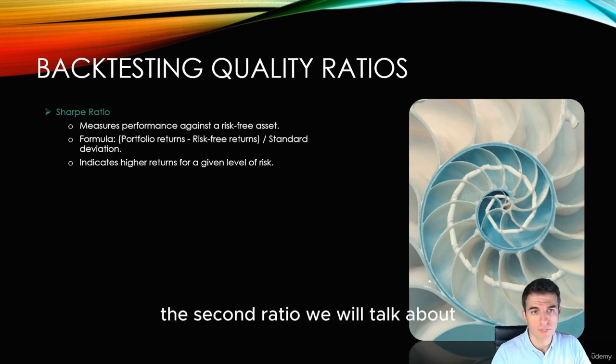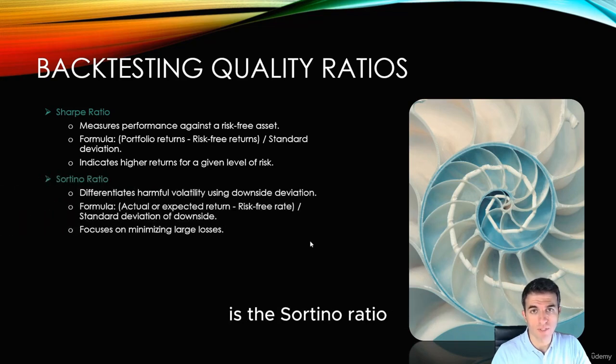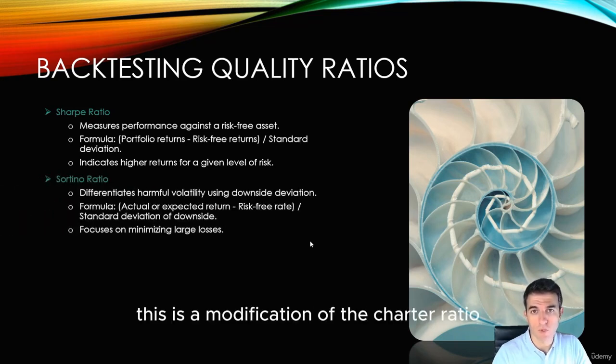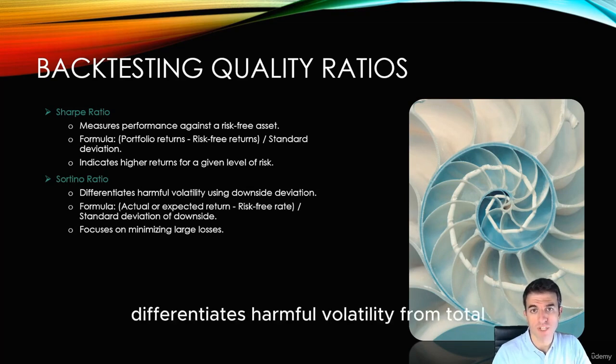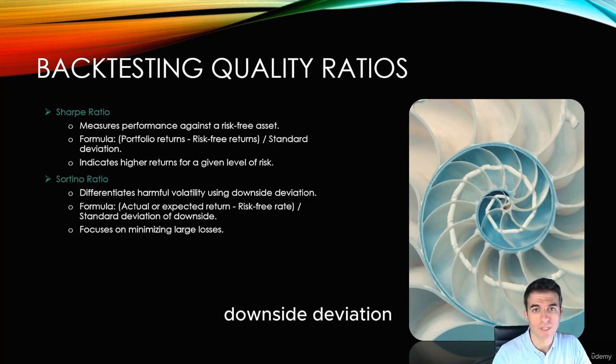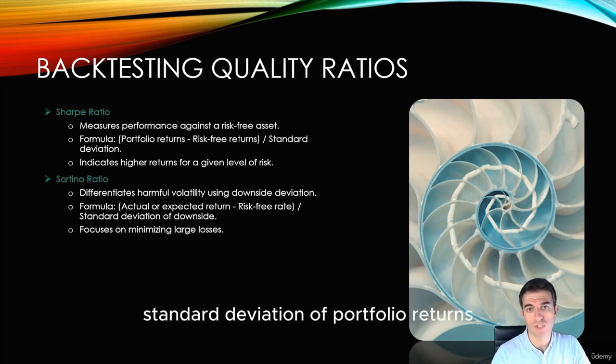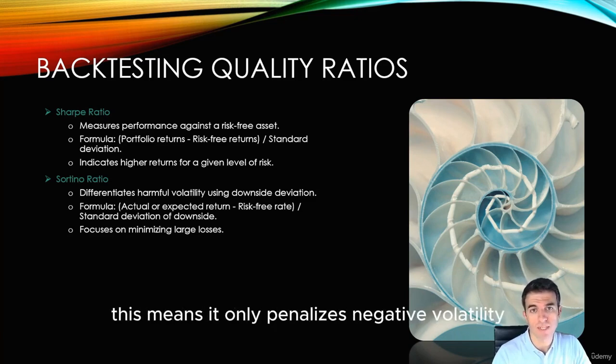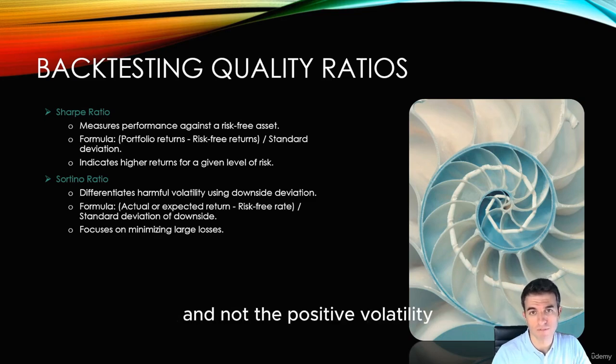The second ratio we will talk about is the Sortino ratio. This is a modification of the Sharpe ratio. It differentiates harmful volatility from total overall volatility by using the standard deviation of negative portfolio returns, the downside deviation, instead of the total standard deviation of portfolio returns. This means it only penalizes negative volatility and not the positive volatility.